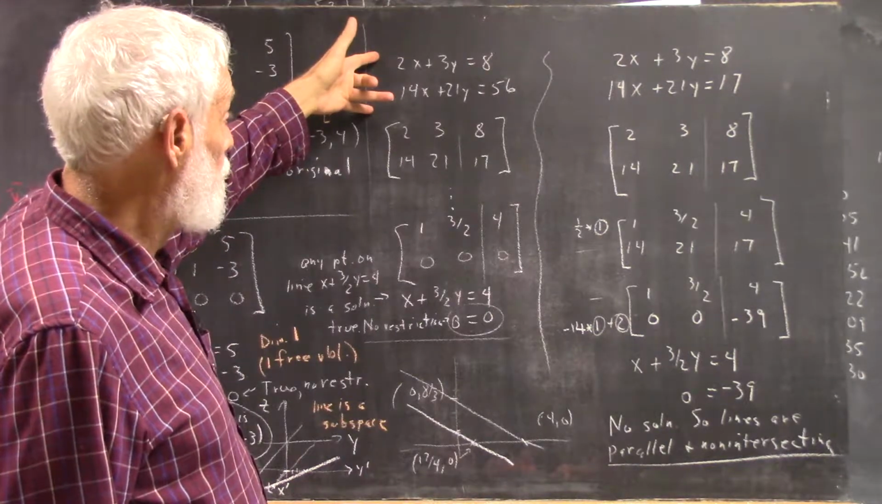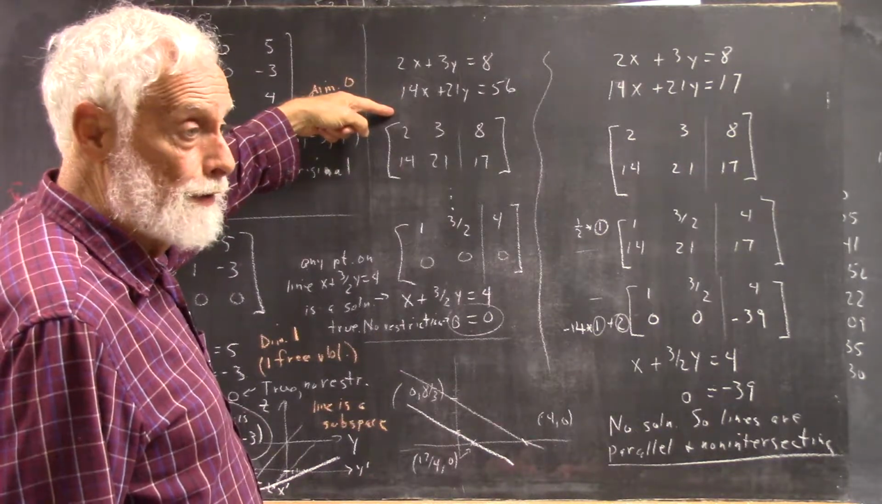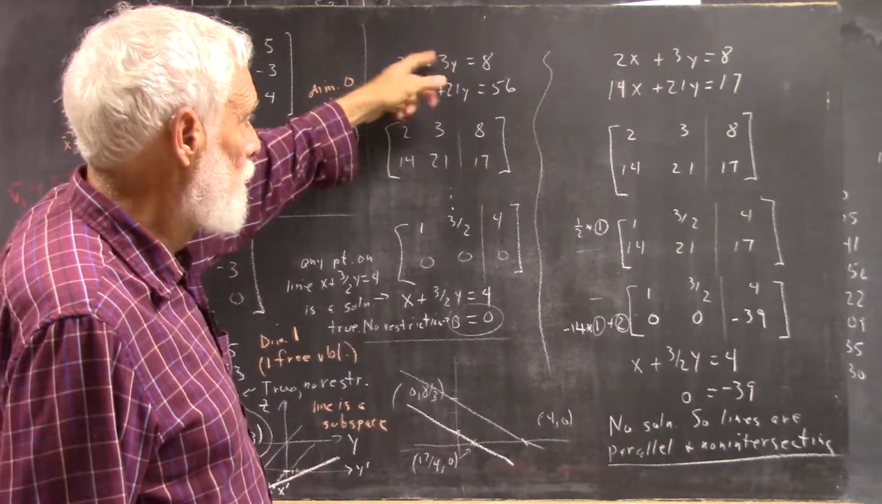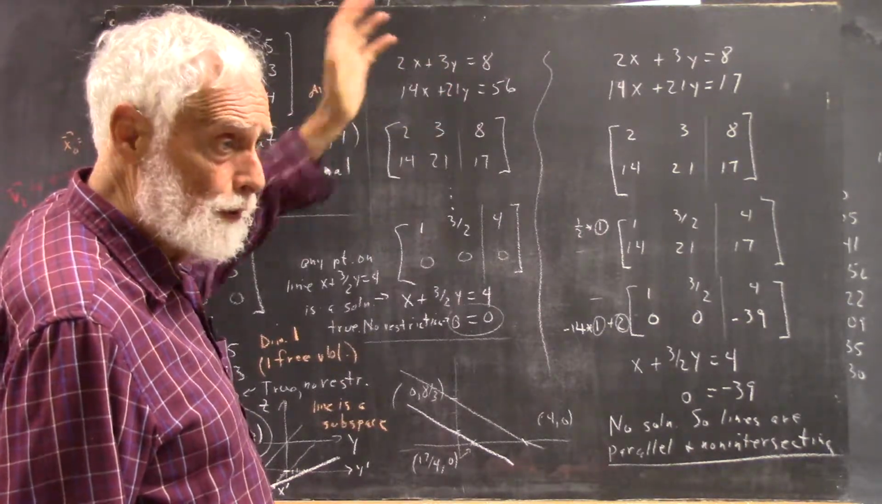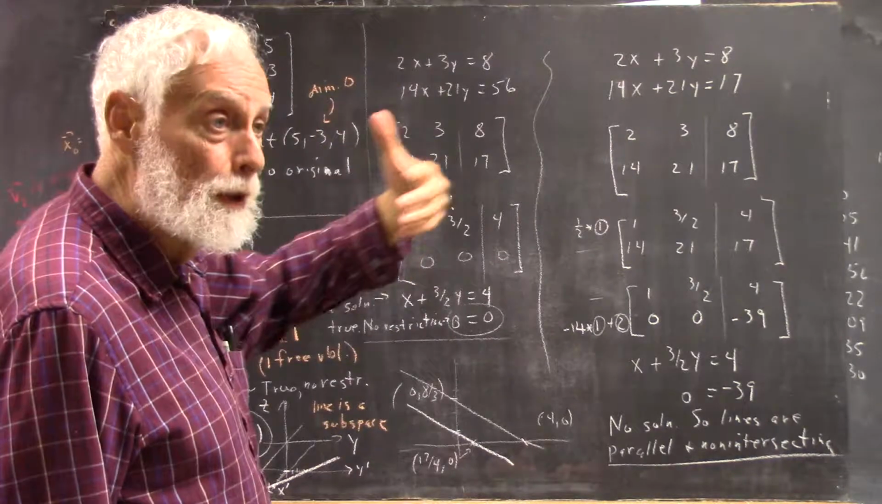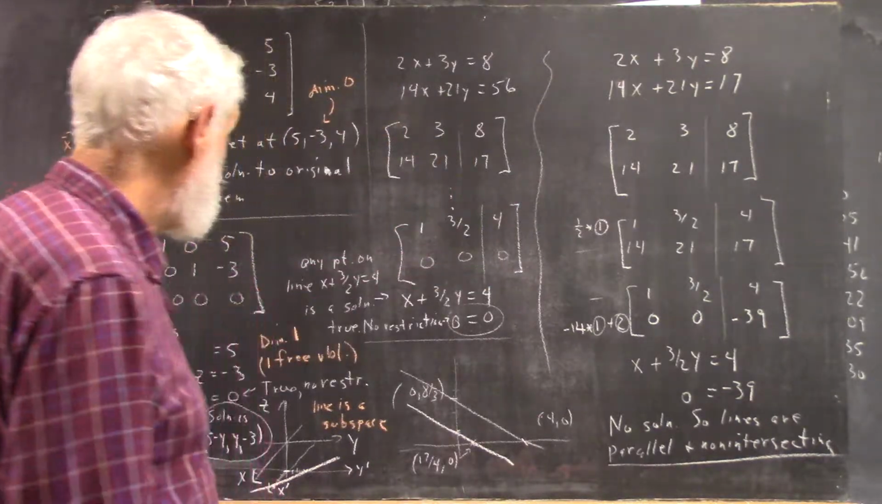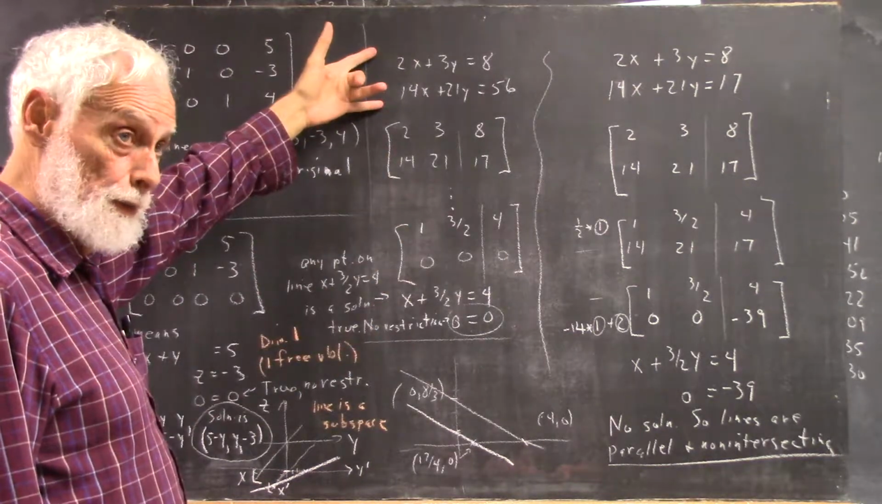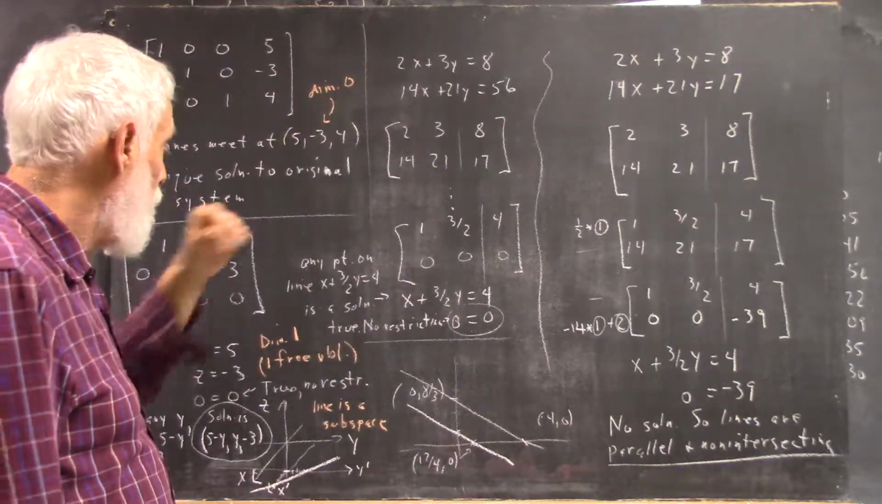Now the reason for that is fairly obvious. This equation is just a multiple of this one. So if we solve each equation for y, let's say, we're going to get exactly the same slope-intercept form. In any case, any point on this line is a solution to the whole system. It's a solution to both equations.